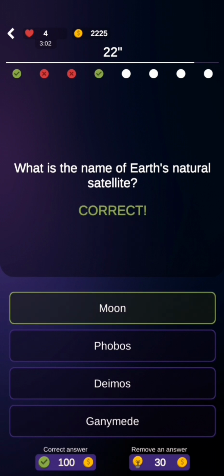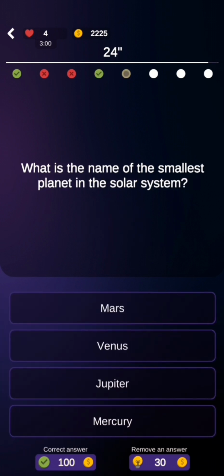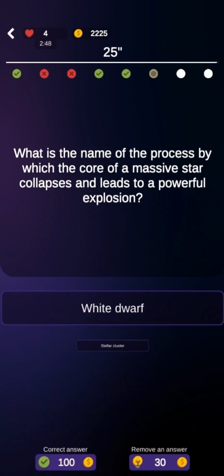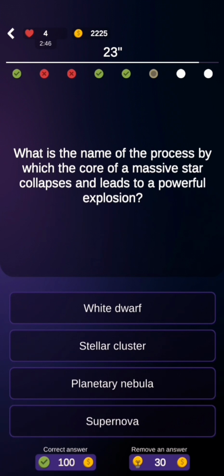What is the name of Earth's natural satellite? The moon. Luna. What is the name of the smallest planet in the solar system? The smallest canon actual planet that's not a dwarf planet, I guess, would have to be Mercury. Closest to the sun. What is the name of the process by which the core of a massive star collapses and leads to a powerful explosion? Now that's a supernova right there.